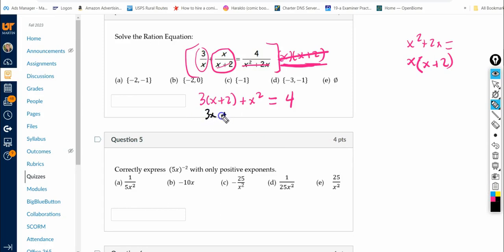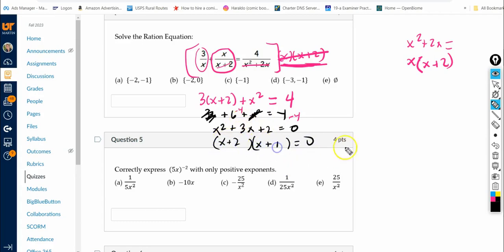Distribute the 3 through. All right, so I'm going to lead with my x squared, then plus 3x, and then I'm going to subtract 4 from both sides, because I can solve a quadratic if it's equal to 0. So 6 minus 4 is 2, and 4 minus 4 here is 0. Now, to solve that, I can try and factor it. Two numbers that multiply together to give me 2, but add up together to give me 3. Well, 2 and 1.